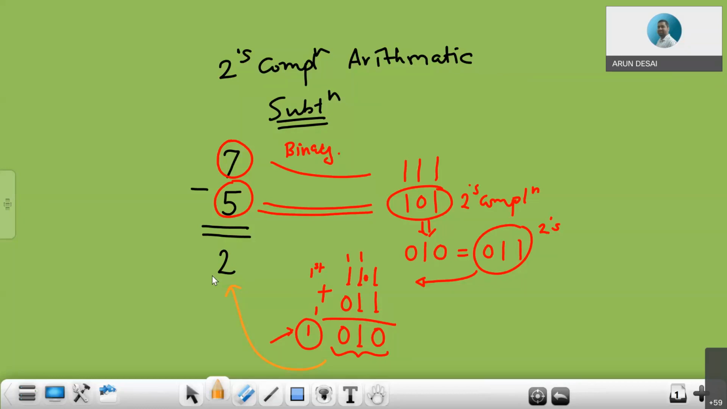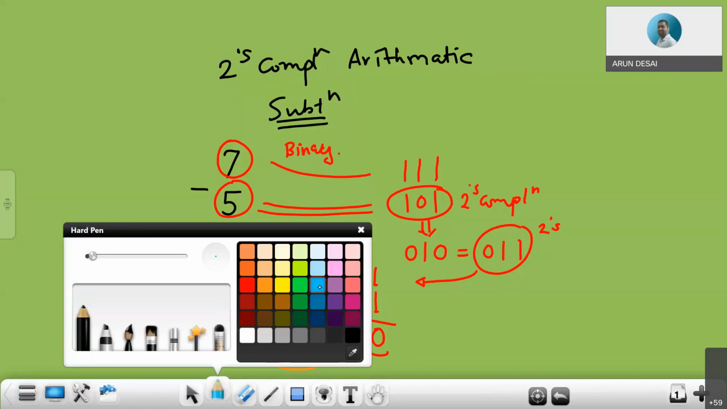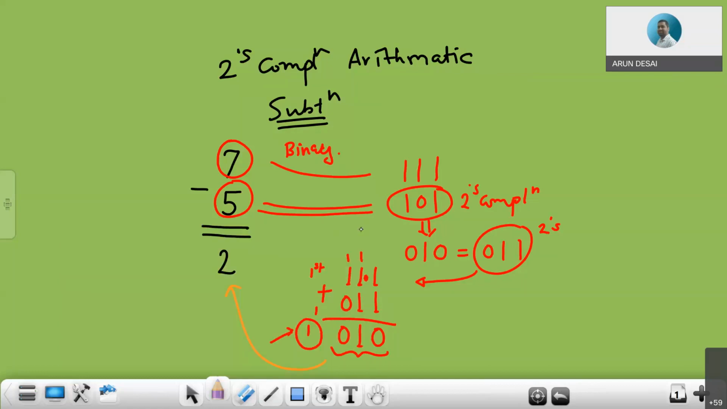Now the case is different, right? This was the example. Now consider 5 as the first number and 7 as the second number and try this out.